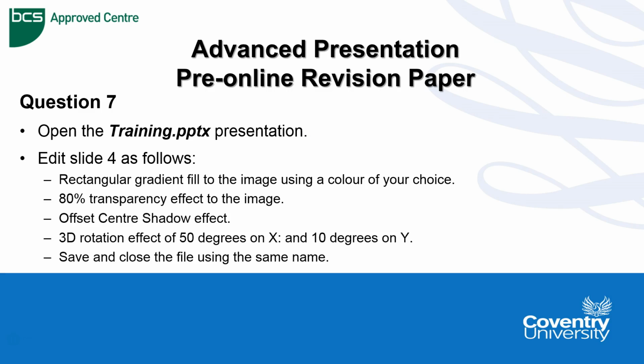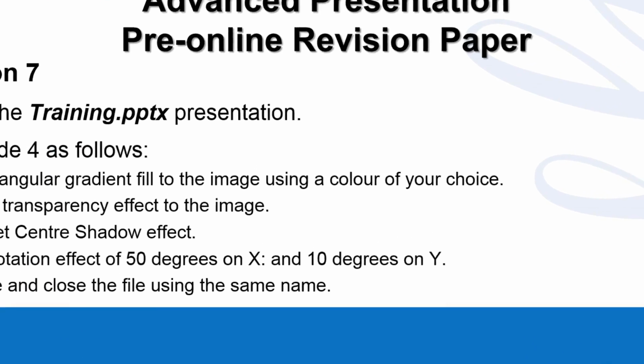We'll need to open that. We need to edit slide 4 as follows. So we need a rectangular gradient fill in a colour of our choice. We need to do that at 80% transparency effect. Then apply an offset centre shadow, and in the 3D rotation effect we need 50 degrees on the X and 10 degrees on the Y, and then we'll just save it with the same name. So if you want to come along with me, let's do this together.